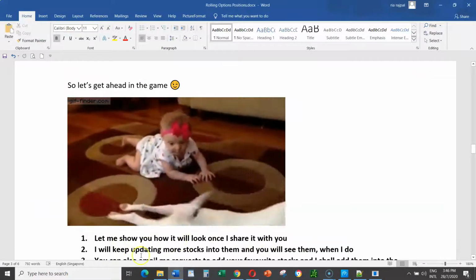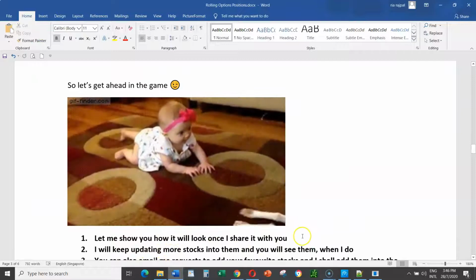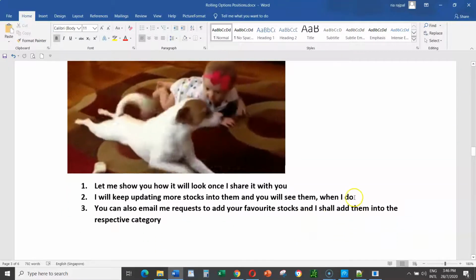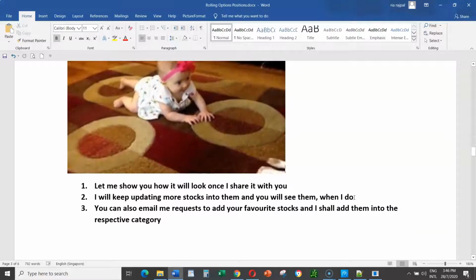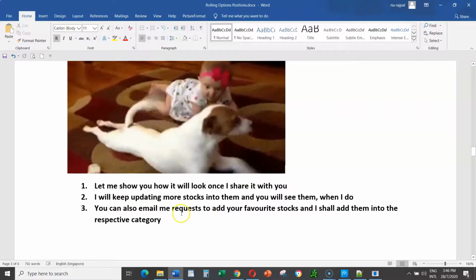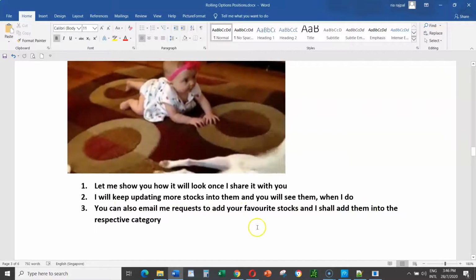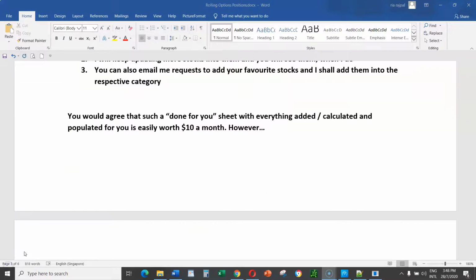Now, like I say, I would keep adding more stocks into them, and you will see them. Any improvements I make, any additions I make, you will see them when you do, right? You can also email me requests to add your favorite stocks, and I can add them. Let's see how much it costs. So you would agree with me that such a completely fully done for you sheet with comprehensive data and everything added, calculated and populated is easily worth $10 a month, right?